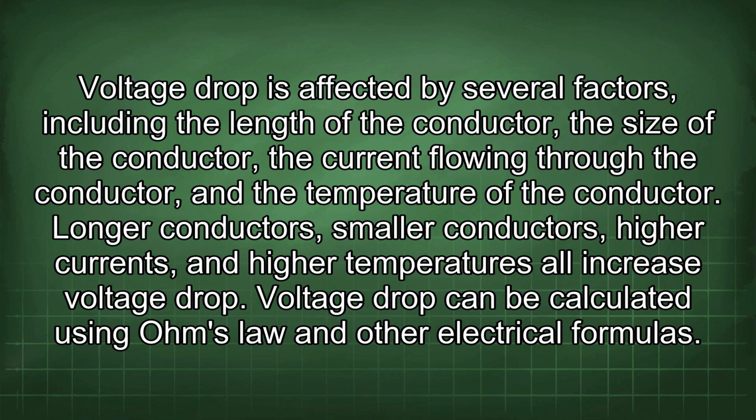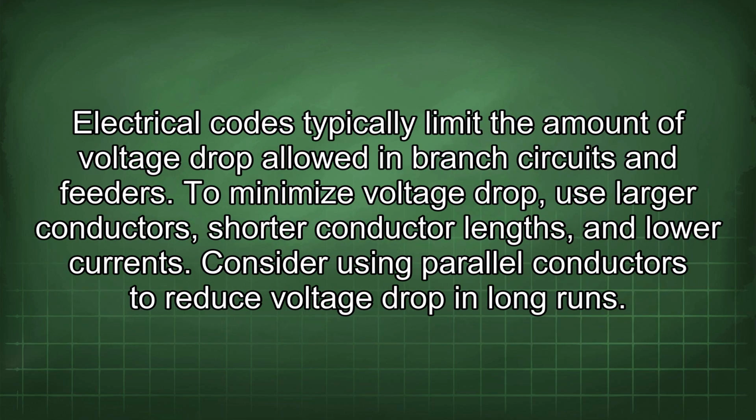Voltage drop can be calculated using Ohm's law and other electrical formulas. Electrical codes typically limit the amount of voltage drop allowed in branch circuits and feeders. To minimize voltage drop, use larger conductors, shorter conductor lengths, and lower currents.